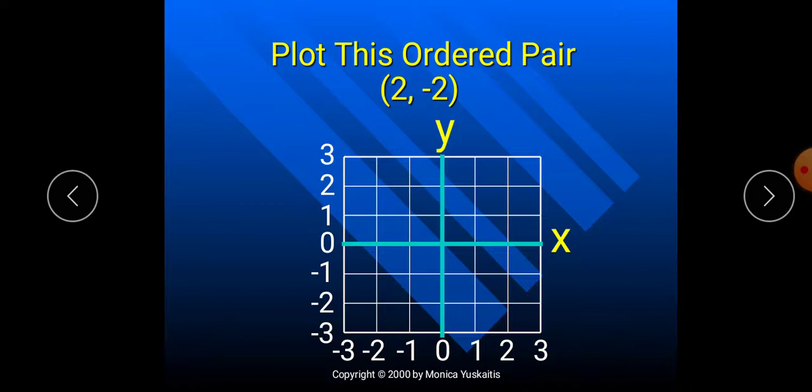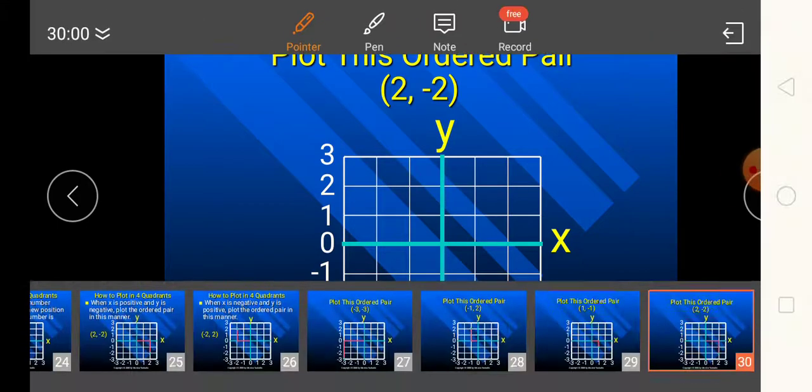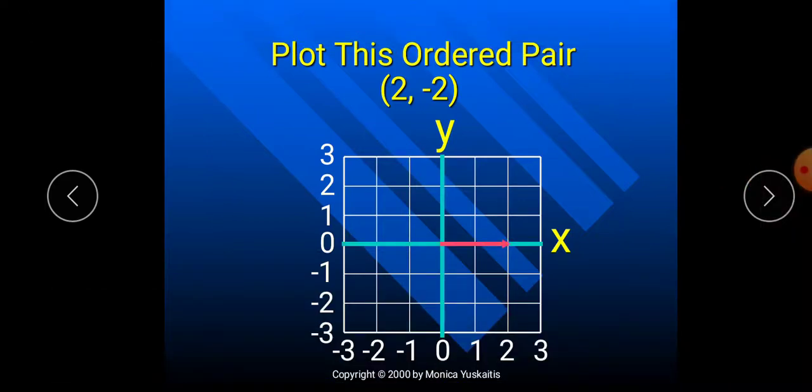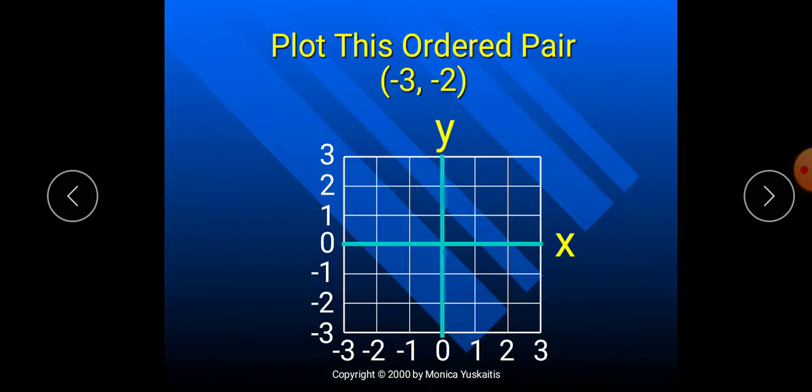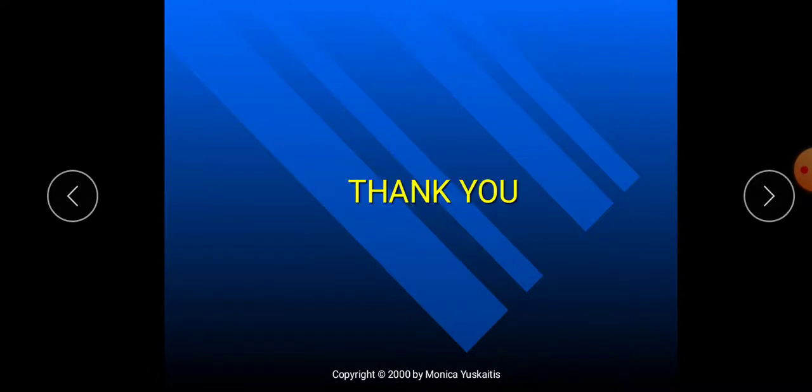Okay. Now 2 comma minus 2. Can you guess? Plus minus, that is quadrant 4. And now if you see minus minus, minus 2 comma minus 2, that is quadrant 3. Yes. So thank you students.